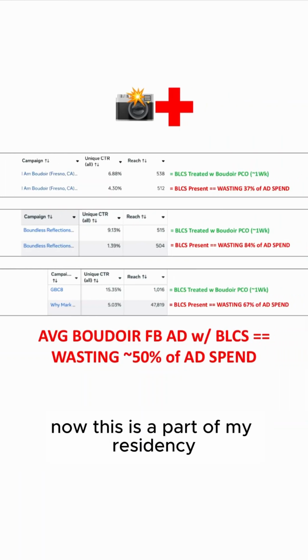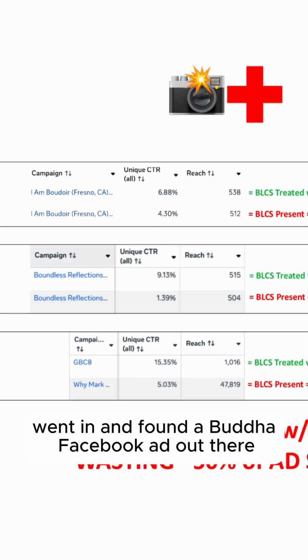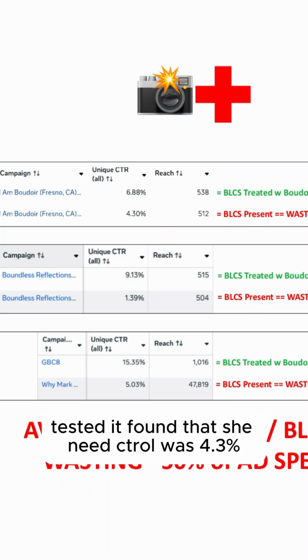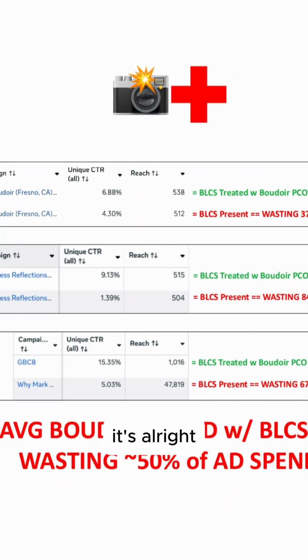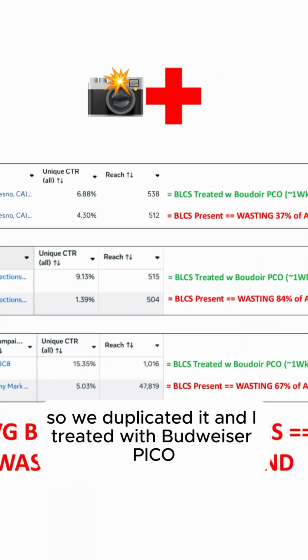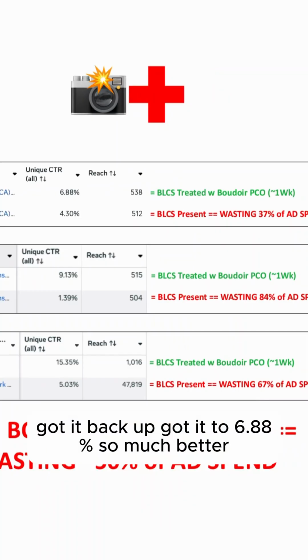Now, this was part of my residency. First part, I went in and found a Boudoir Facebook ad out there flying around, brought it back to the hospital, tested it, found its unique CTR was 4.3%. So all right, we know that BLCS is present because that is under 6%. So we duplicated it, and I treated it with Boudoir Pico, took about a week, got it back up, got it to 6.88%. So, much better.